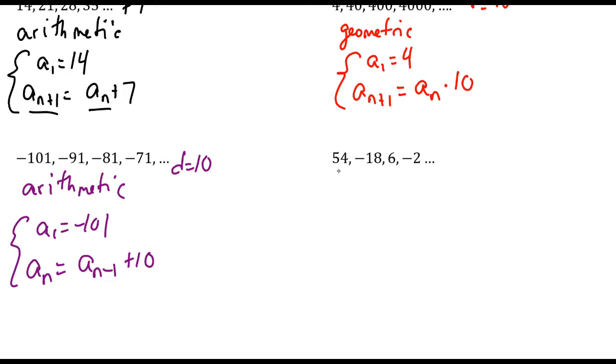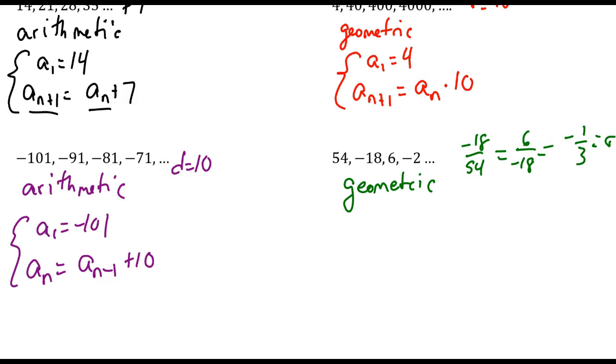And this last sequence here, it's decreasing, it's alternating, which is a good sign that it's geometric. That alternating can only happen if it's geometric. And if I don't know what the common ratio is, I'm going to start dividing second over first, third over second, and all of these fractions are equivalent to negative 1/3.